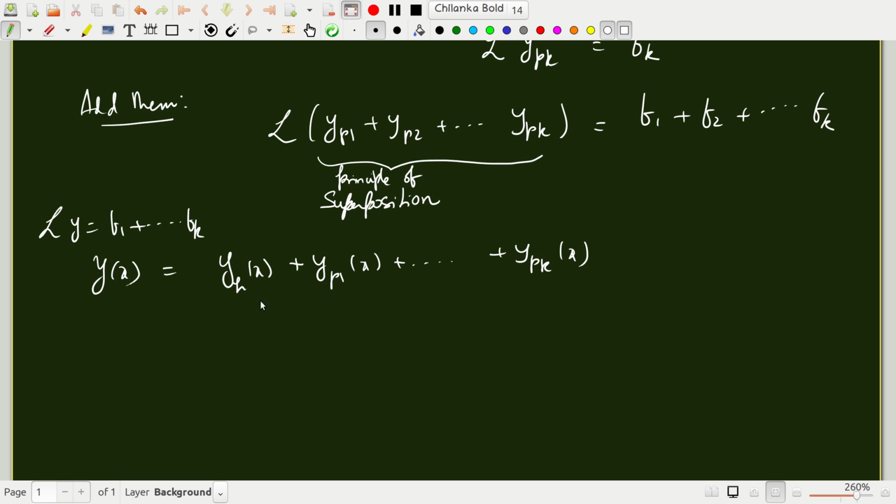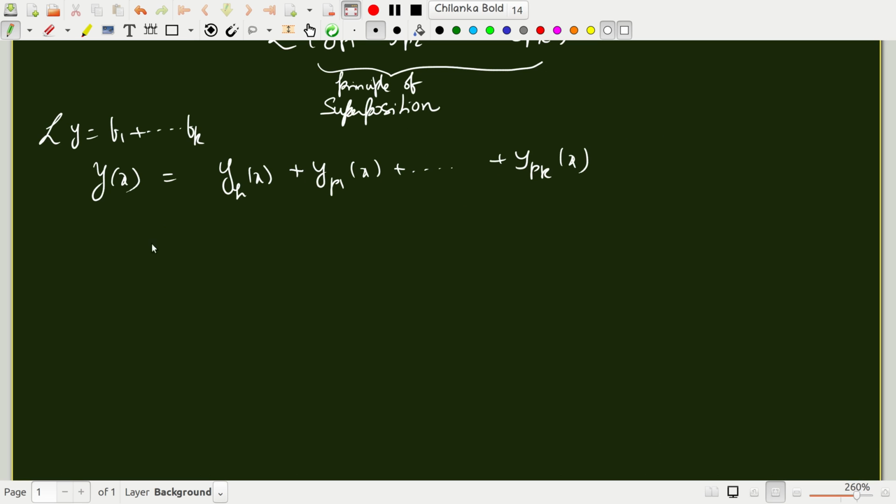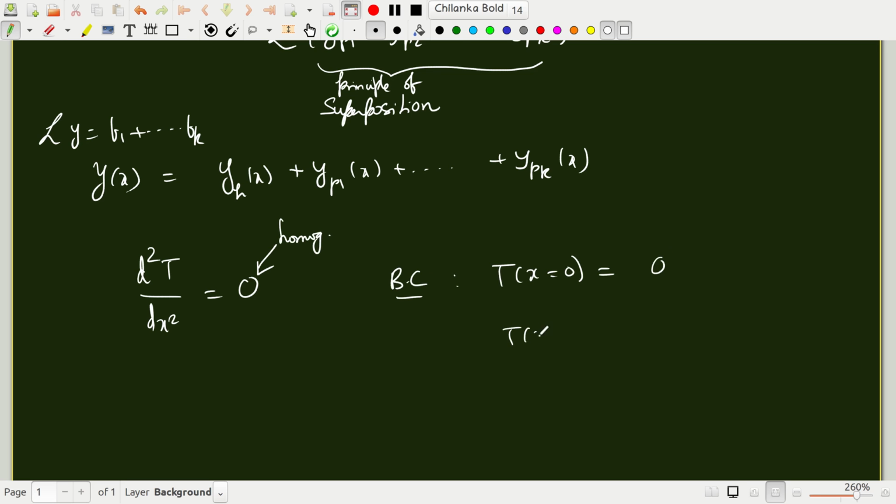This is not true only of forcing in the differential equation. You can also have forcing in the boundary condition. Suppose I have an equation like this: d squared T by dx squared is 0. Because this is 0, this is a homogeneous equation. But the boundary conditions can be non-homogeneous. That is, T at x equal to 0 is, let's say, 0, and T at x equal to L is, let's say, some T naught. So this is inhomogeneous.